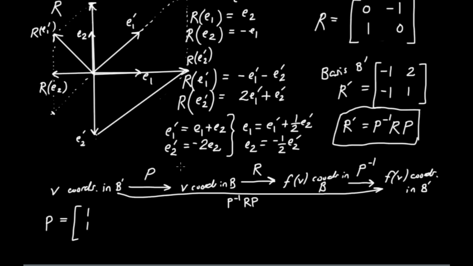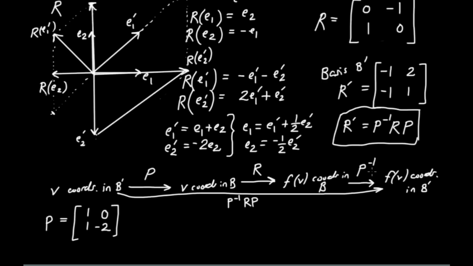And what does E2 prime get mapped to in the basis B? We can see down here, and by the way it was defined, that's minus 2 E2. Therefore, the second column is going to be 0, minus 2. So very simple. That's the matrix P.